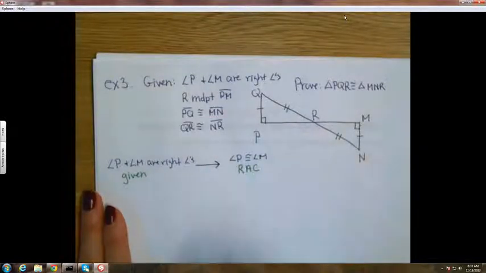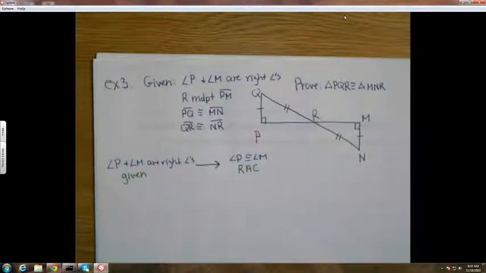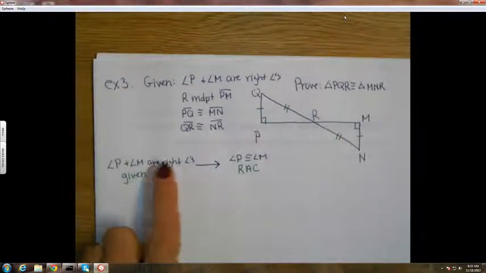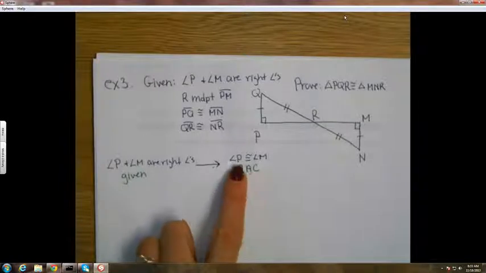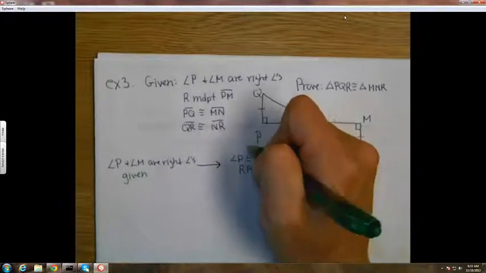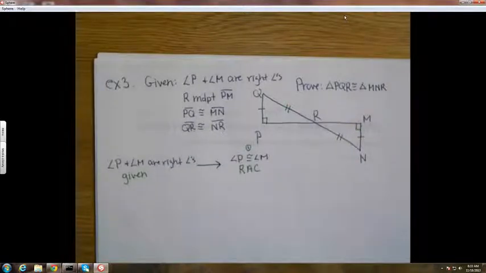Remember the RAC theorem? What did it say? Right angles are congruent. I've got right angles. The theorem says right angles are congruent, so that's what lets me say they're congruent. Okay? So there's our first congruent part we wrote in the picture. We've got to get 6 of those. Okay? 6 of them. Let's go.